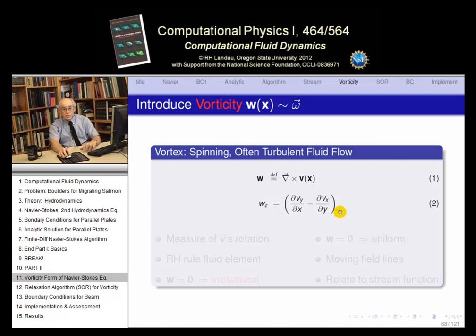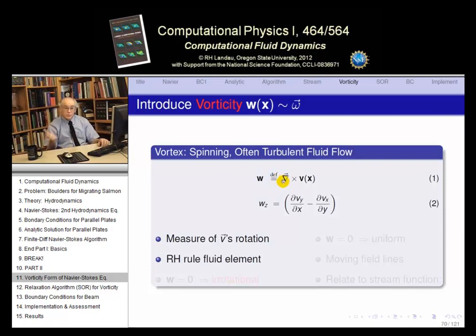given by equation 2. And remember, what was the stream function? The stream function gave us the velocity, so the curl of the stream function gave us velocity. Now the curl of the velocity gives us what? Gives us the vorticity. Okay, so we have two curl operations here. They're related to each other. The pieces all come apart. So the curl of the velocity, W, is equal to the velocity's rotation.